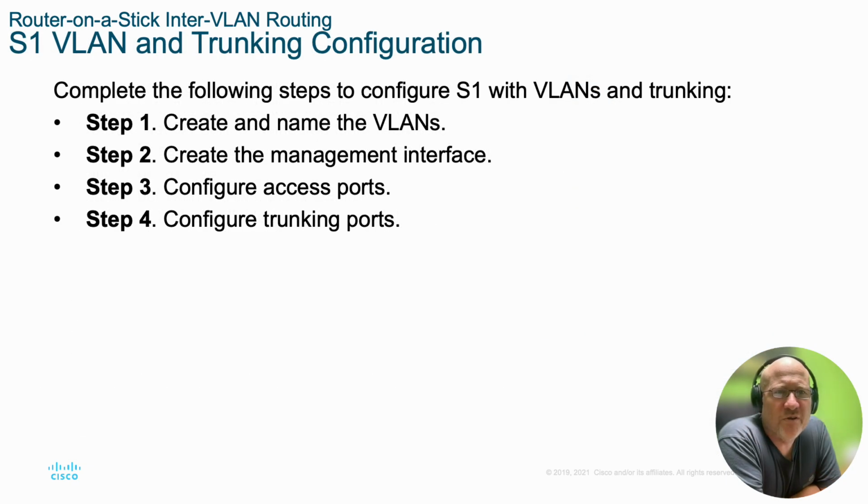To accomplish this, there are 4 steps. Create and name the VLANs. We will give them names, or Cisco will give them names. Create a management interface. Configure access ports. Configure trunking ports. And this is how to set up a switch on a network.